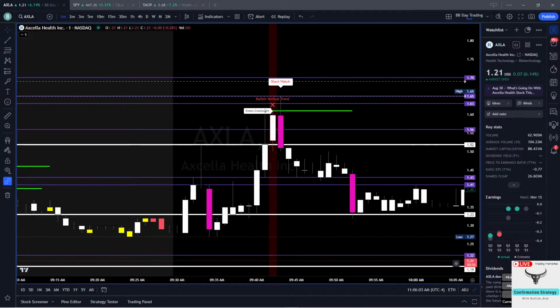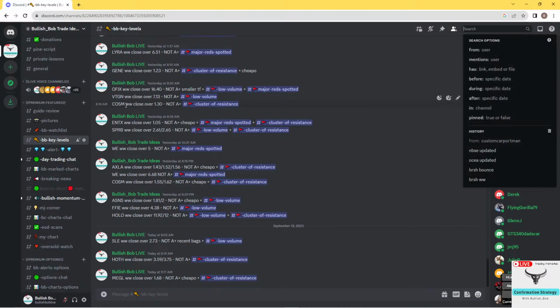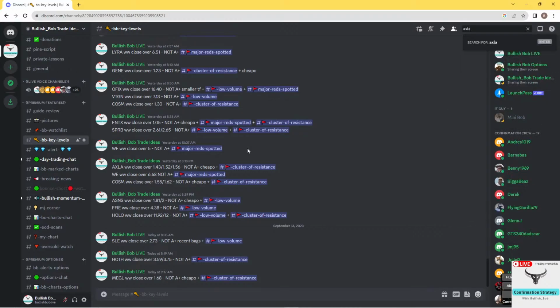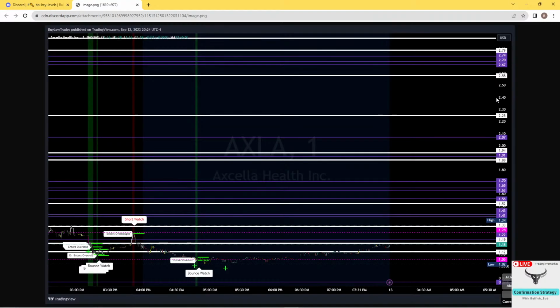So if we go to Discord, right? If we go over to our Discord, if you guys are in Discord with us, just go to the search and type in AXLA updated. Updated takes us to the most recent chart. There it is. What do we got for levels here, guys?